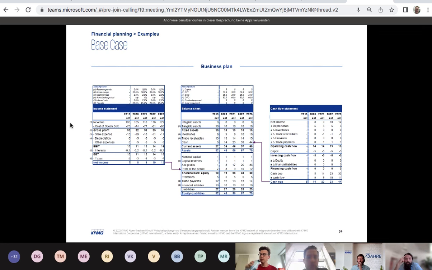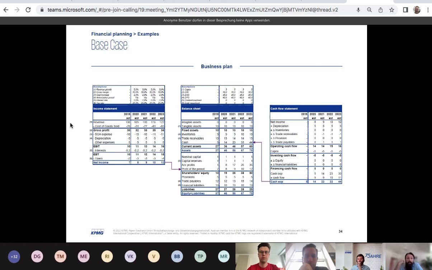And then you have your balance sheet and your income statement, and then of course you can calculate your cash flow statement, considering the net income from the income statement and the single line items from the balance sheet. And then you link your cash flow, or cash end of period, into the balance sheet, and then you link your income statement to the balance sheet, and then you have an integrated business plan.